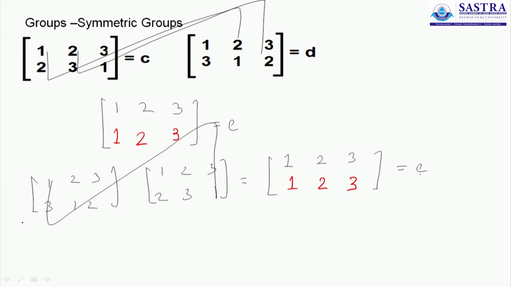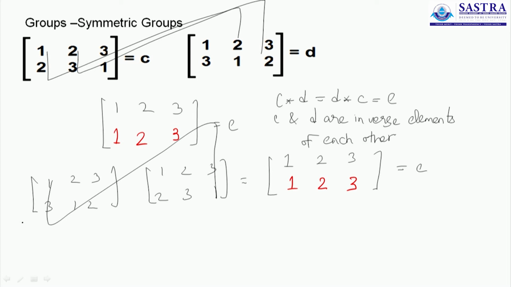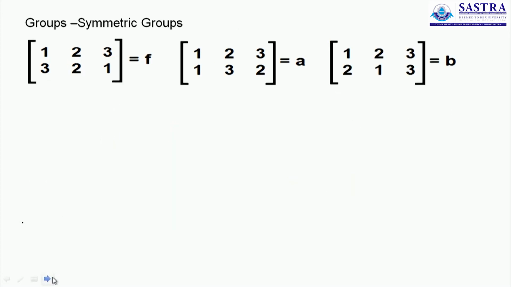That still doesn't mean the group is abelian, because we saw an example where A star B and B star A are totally different. Here they happen to be the E, but that doesn't mean that this is an abelian group. C star D and D star C are together equivalent to the identity element, and hence you can conclude that C and D are inverse elements of each other. You multiply one with the other, you get the identity element. So they are inverse elements of each other.